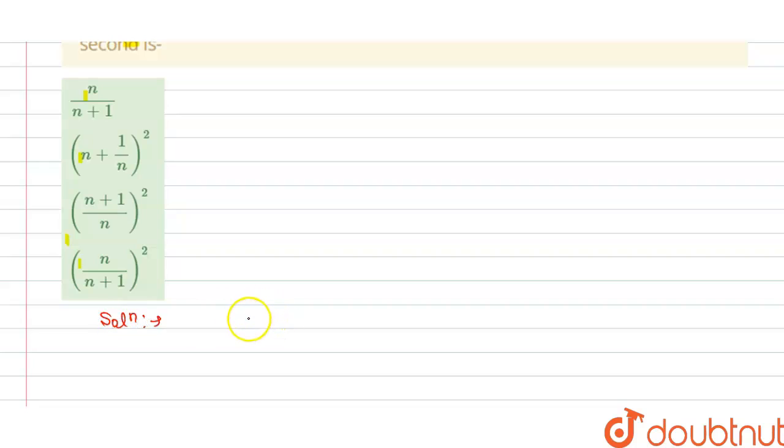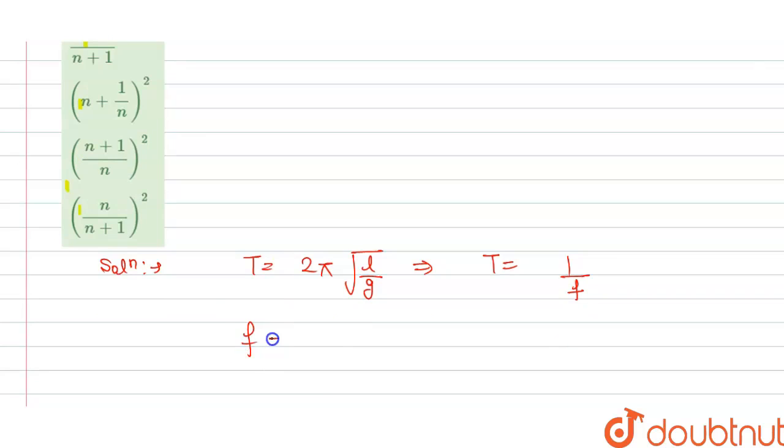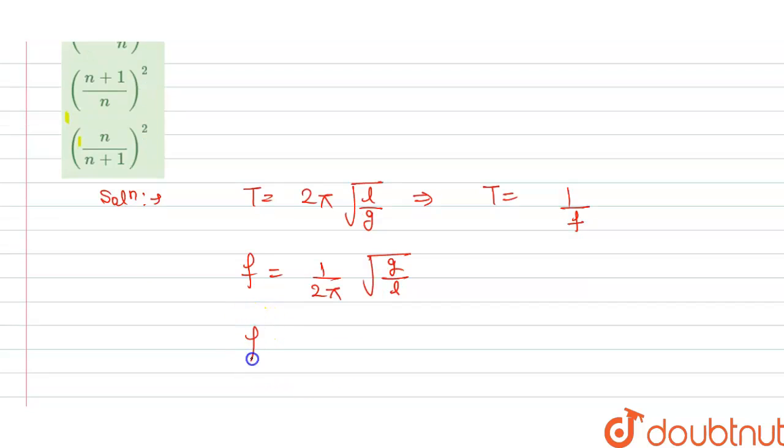we know that time period T is equal to 2 pi multiplied by the square root of L divided by g, and we know that time period is equal to 1 divided by f, the frequency. So f is equal to 1 divided by 2 pi times the square root of g divided by L. So from this we can say that we have to find the ratio of length. So frequency is inversely proportional to the square root of the length.